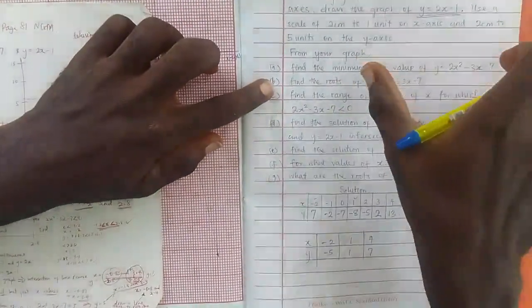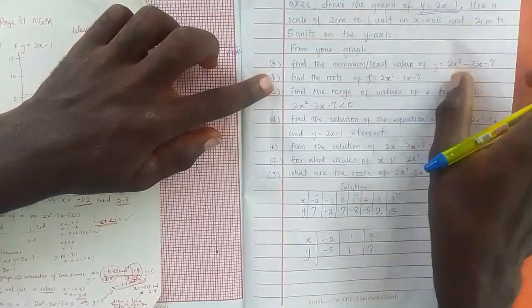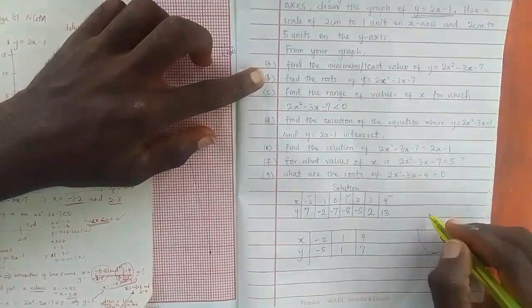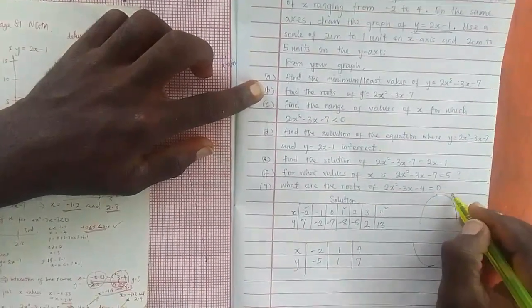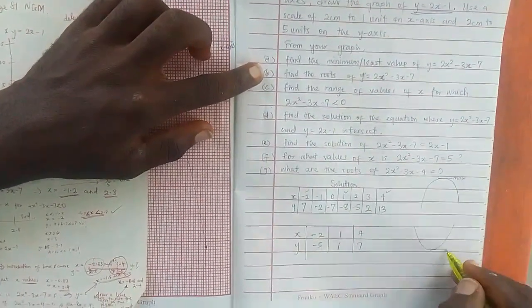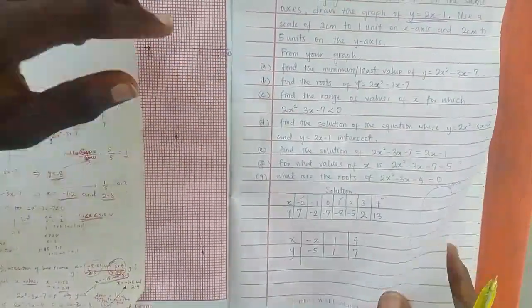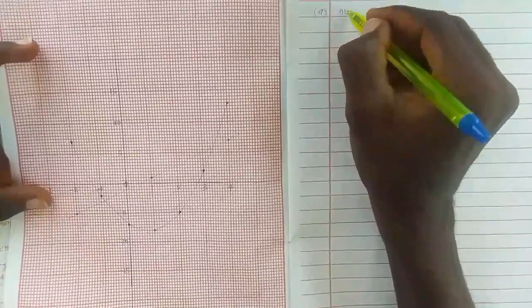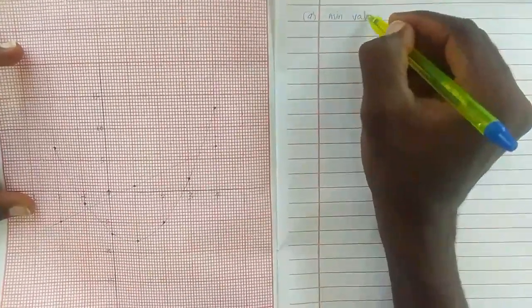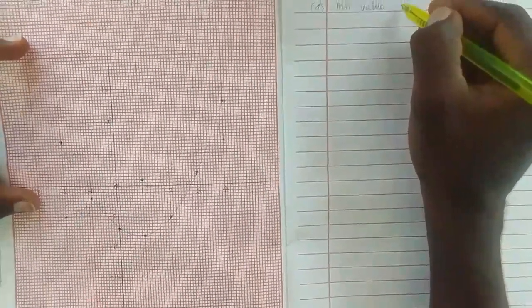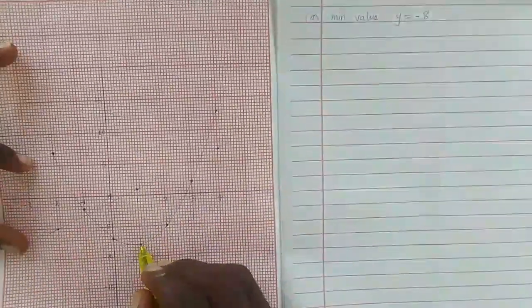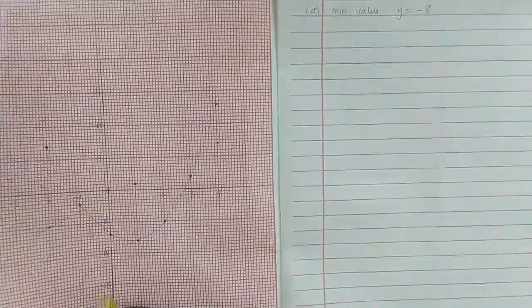So the first question is, find the minimum value or the least value. Since the curve is turning this way, the minimum will be here. Don't forget that when the curve turns this way, this is maximum here. Here is minimum here. So find the minimum value. Where is the minimum value? Here at this -8 point. So question A, minimum value is y equals -8. Not 8, minus is on the negative side, and that's the minimum value.